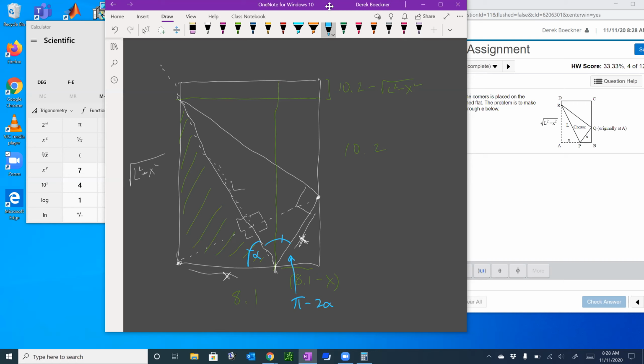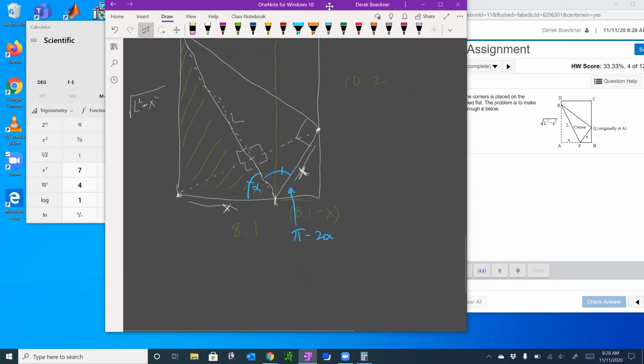And so I should be able to do some trig identity stuff here. So let's get X over L. This is alpha. That's the adjacent over the hypotenuse for alpha, right? And adjacent over hypotenuse is SOHCAHTOA cosine. Cosine of alpha is x over L.